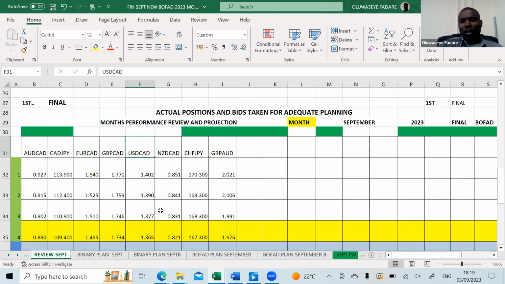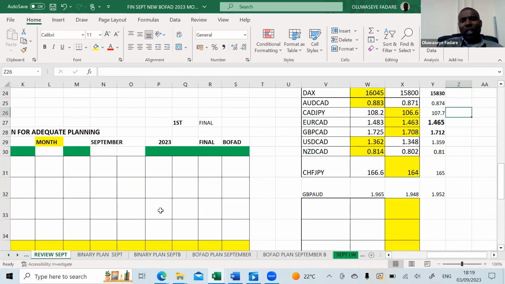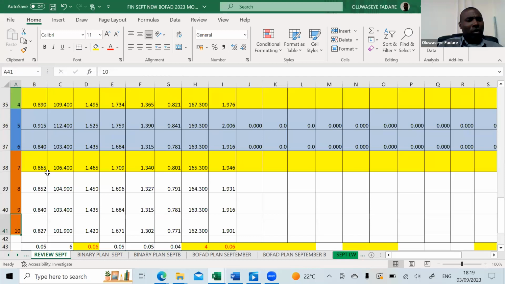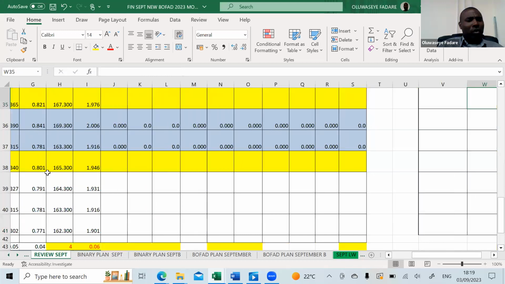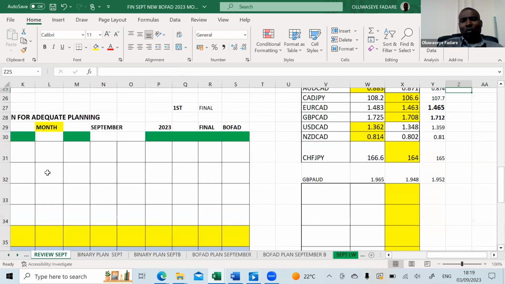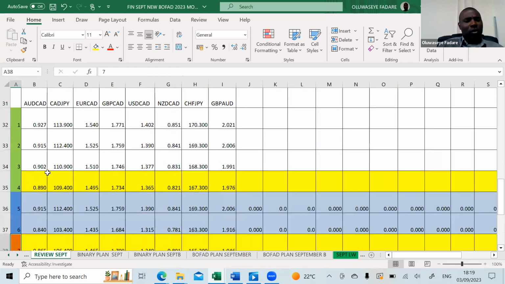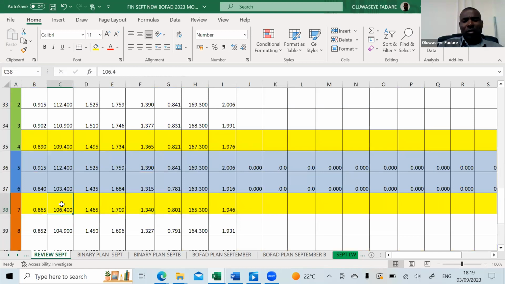So AUD card. For AUD card, we have 0.83, 0.871. It has not reached. For card JPY, 108.2, 106.6. It has not reached, almost there.